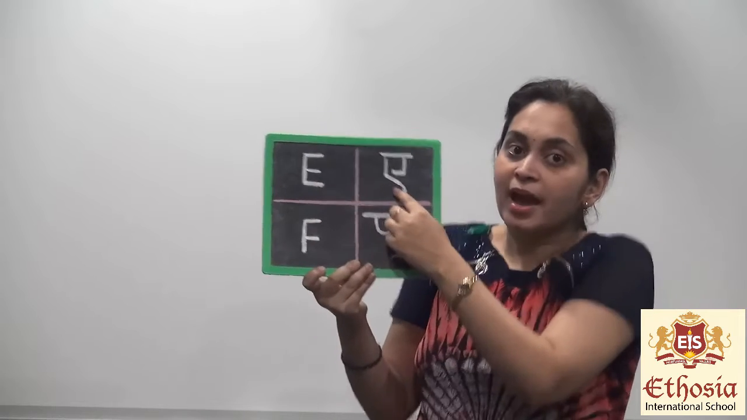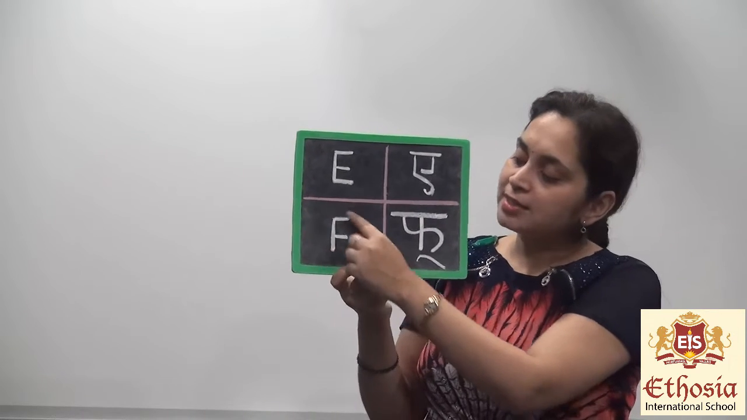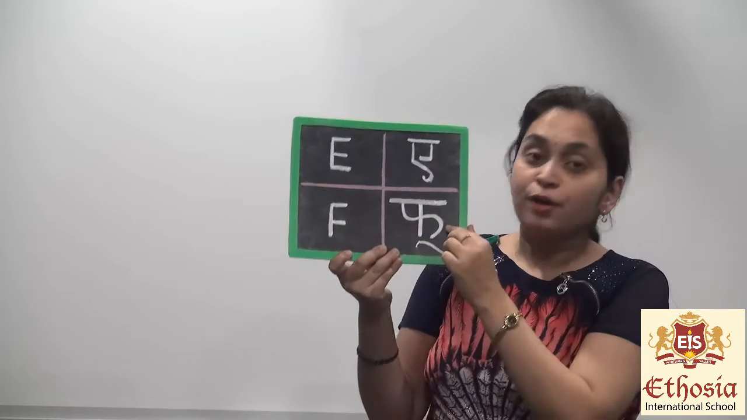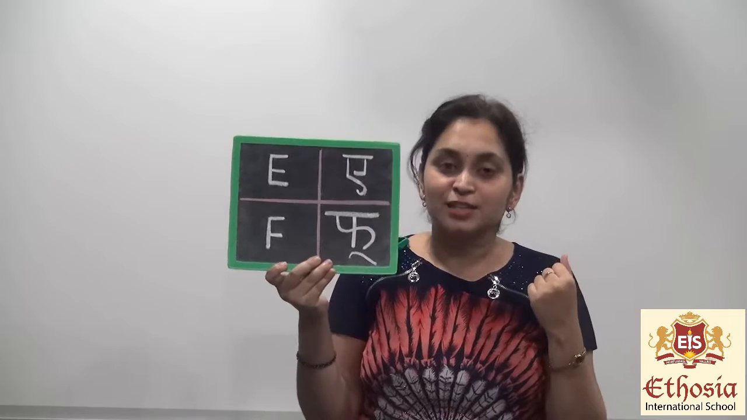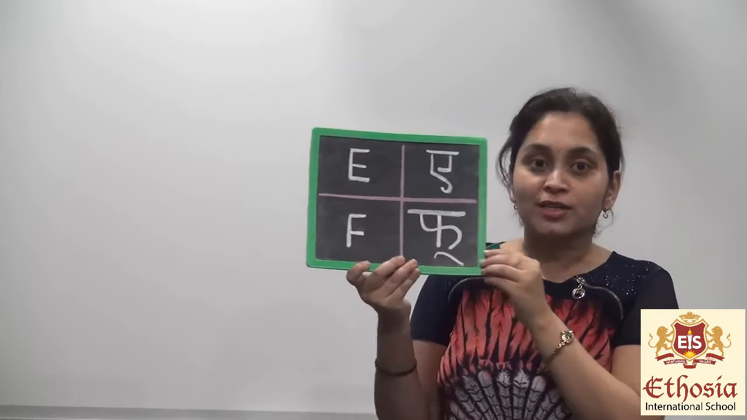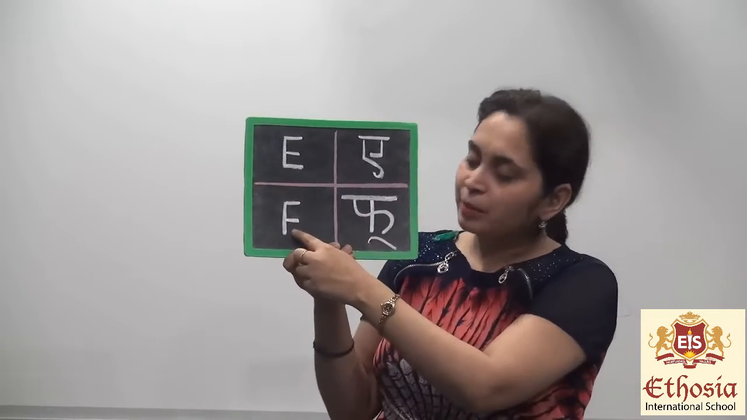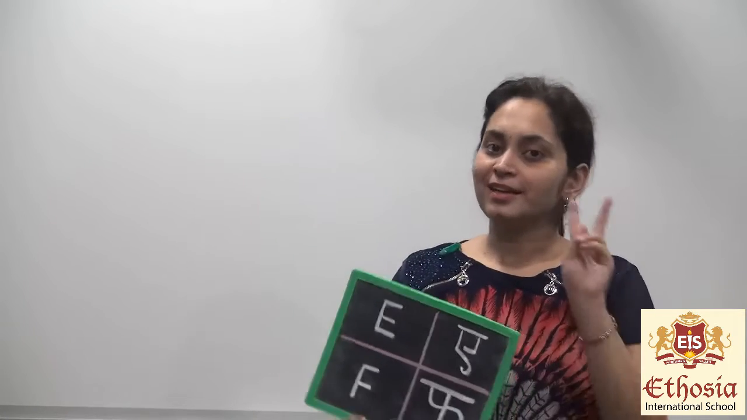E says A. Now this is capital F. F says fur, like fan, frock. Girls wear frocks, no? So frock is there, frog is there. So we say fur. So this is capital F. F says fur. Alright, now come, let's see the next 2 alphabets.